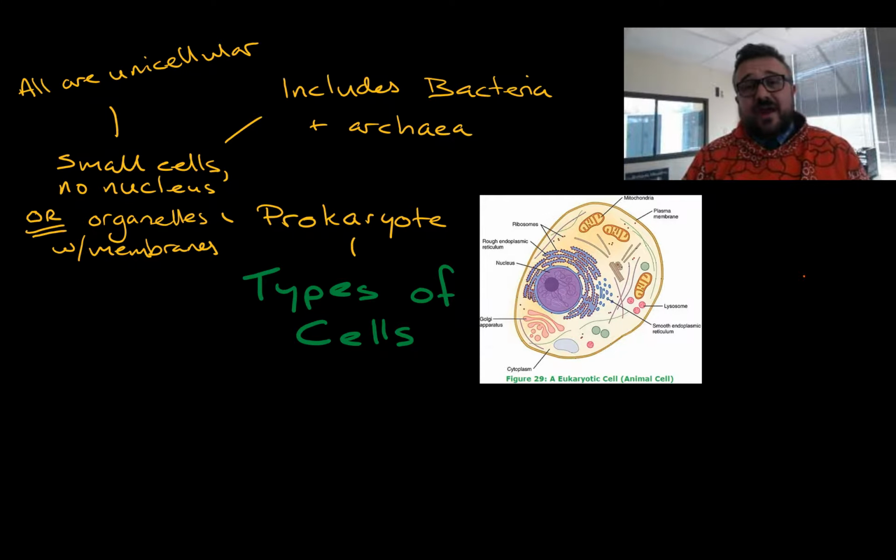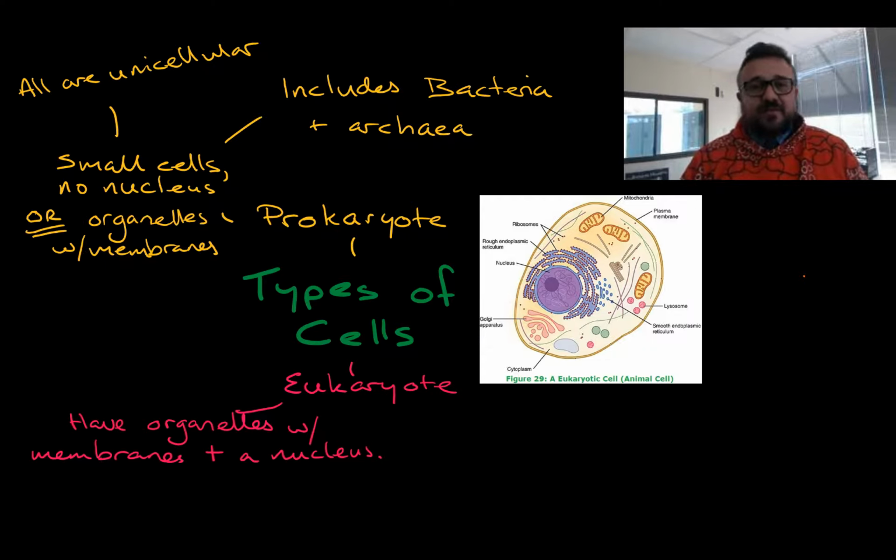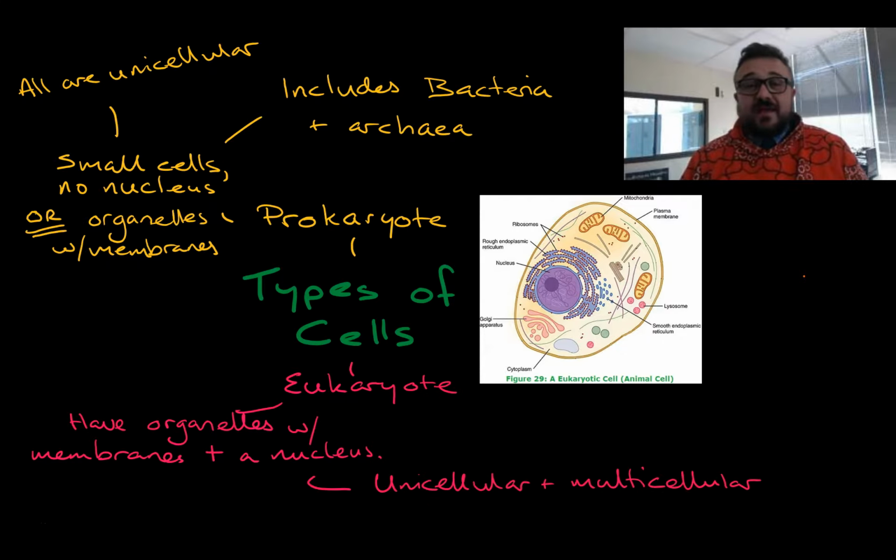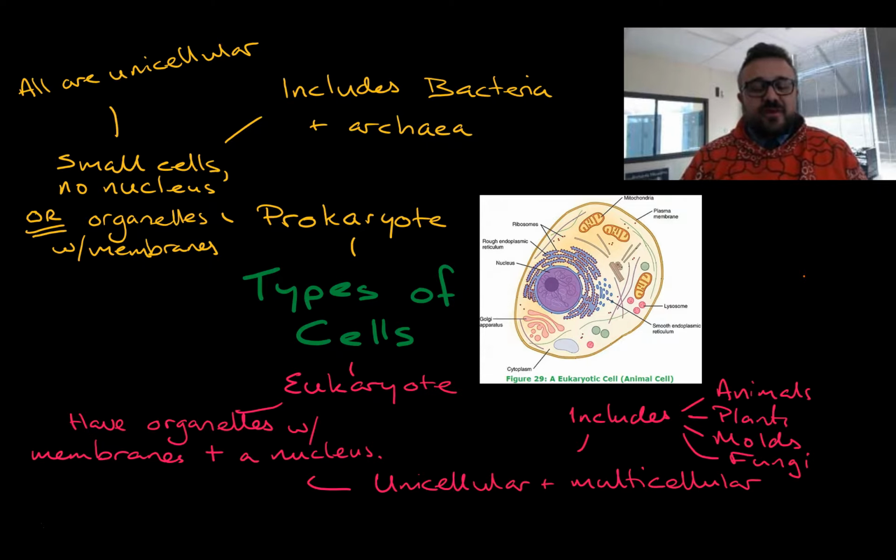And then we move to our eukaryotic cells. So eukaryotic means it has a nucleus, but what it actually means is that it has organelles with membranes. And we see that here, right? So we've got the nucleus in the middle, and all these organelles, see how they've got a boundary around them? That's what a membrane is. A membrane is a boundary that separates that organelle from the rest of the cell. They can be either unicellular or multicellular, and can include animals, plants, molds, and fungi.